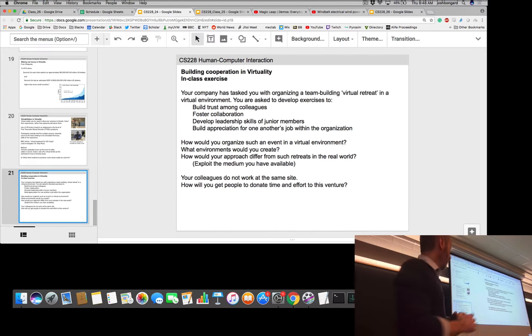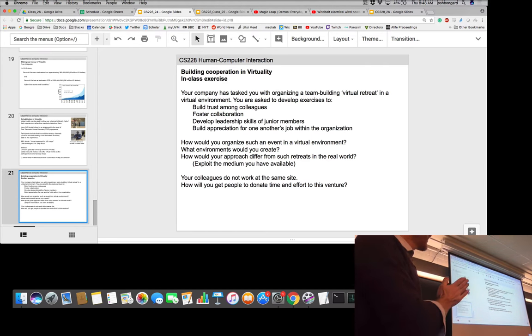Okay, let's end here. Here's an in-class exercise, maybe not as dramatic as the other ones. You work for a company, and they would like you to organize a team-building virtual retreat. So you're going to bring together a lot of employees from the company. Everyone's going to be in a virtual environment using virtual reality. And in this virtual retreat, we want to try and build trust among colleagues, foster collaboration, develop leadership skills of junior members of the company, build appreciation for one another's job within the organization, and so on.